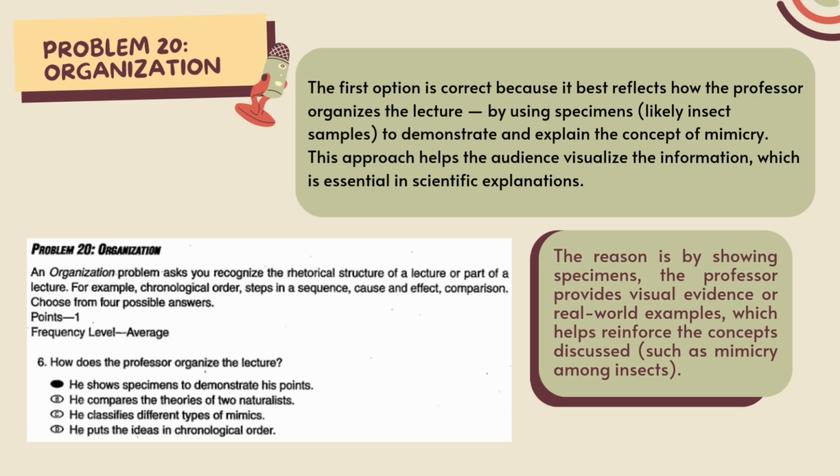Problem 20, organization. The answer is the first option because it best reflects how the professor organized the lecture by using specimens to demonstrate and explain the concept of mimicry. These approaches help the audience visualize the information, which is essential in scientific explanation. The reason is by showing specimens, the professor provides visual evidence or real-world examples, which helps reinforce the concepts discussed, such as mimicry among insects.